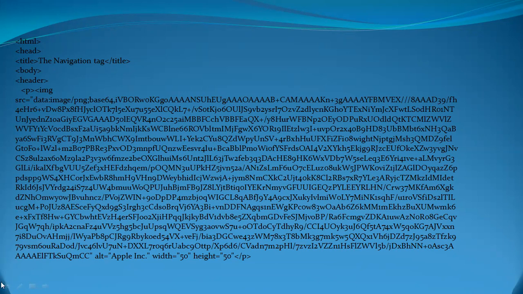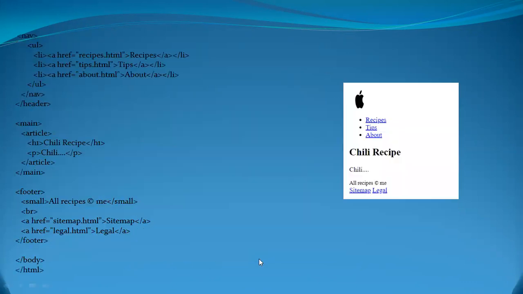Then we have the alt attribute. Then the width and height of the image should be there. The paragraph tag should be closed. The nav tag should be there. Then an unordered list, under that recipes.html.